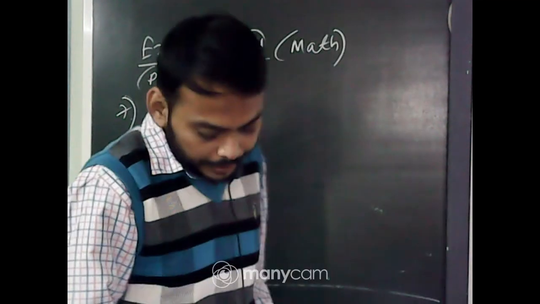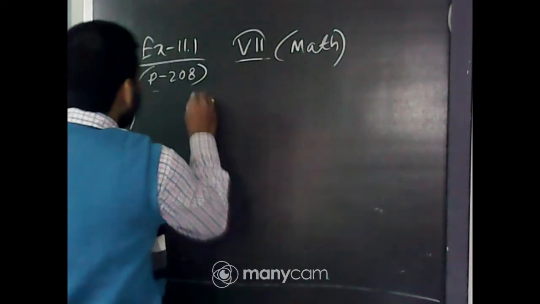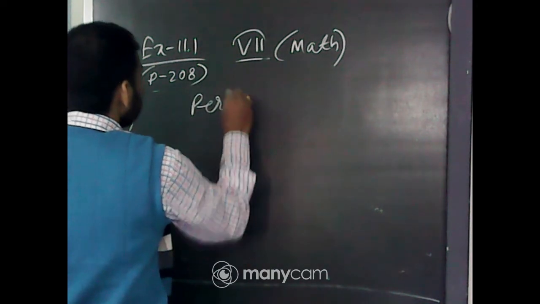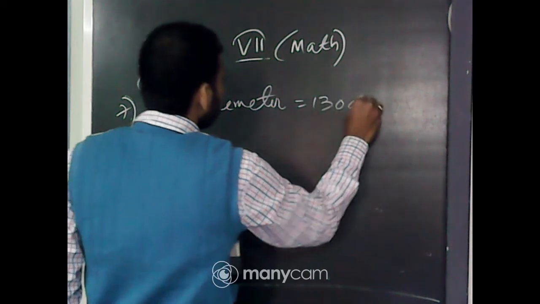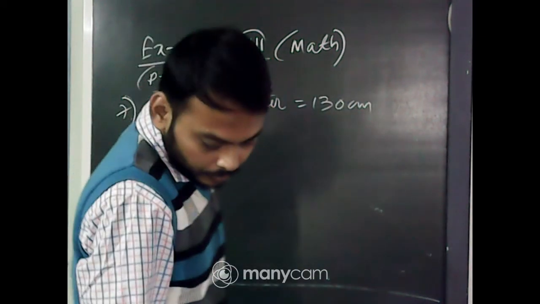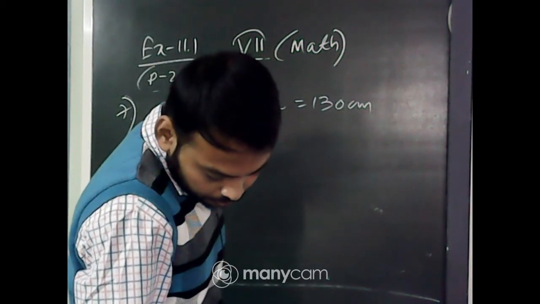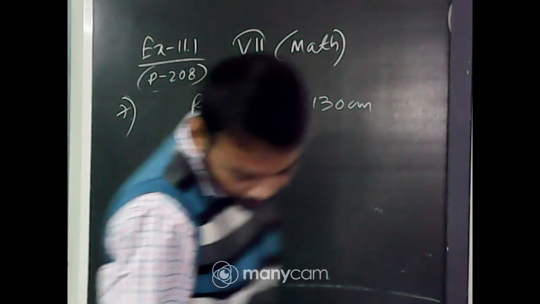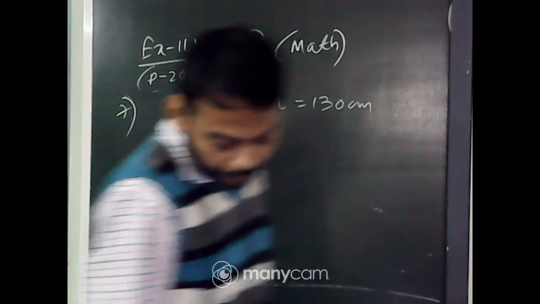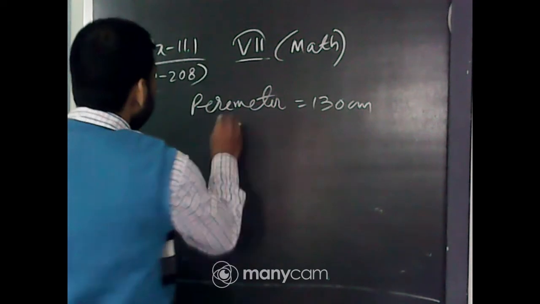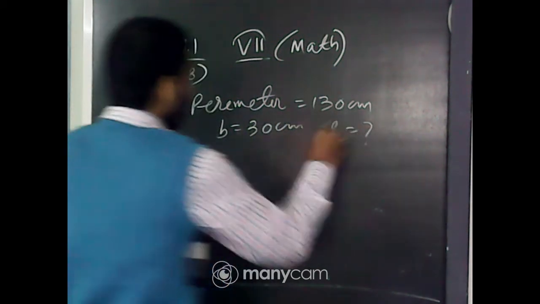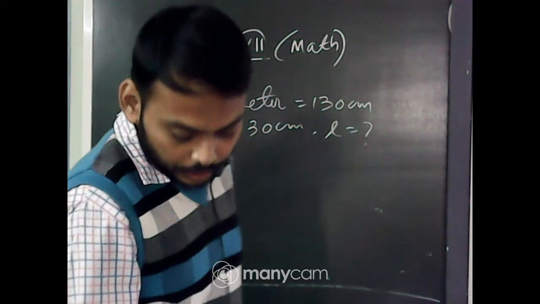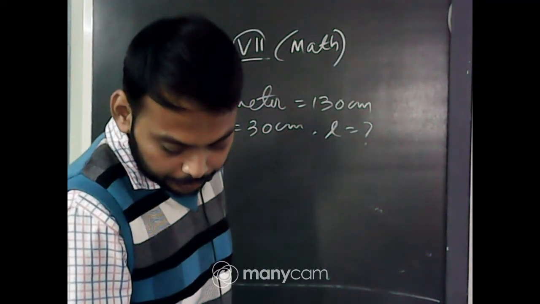The perimeter of the rectangle is 130 centimeter. You are asked to find the length here. The breadth is given, B equals 30 centimeter. L is the unknown here.